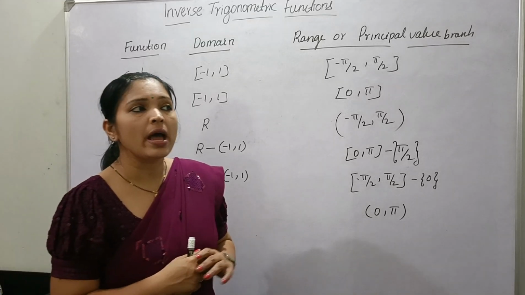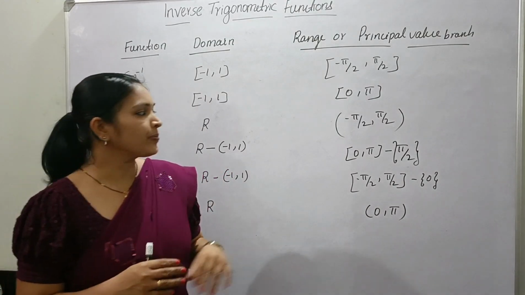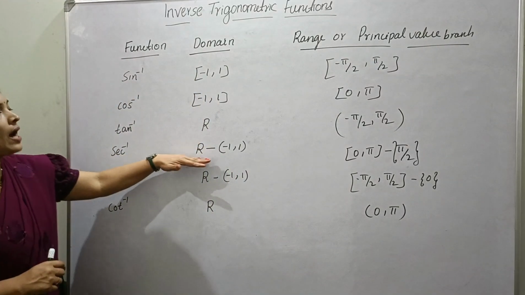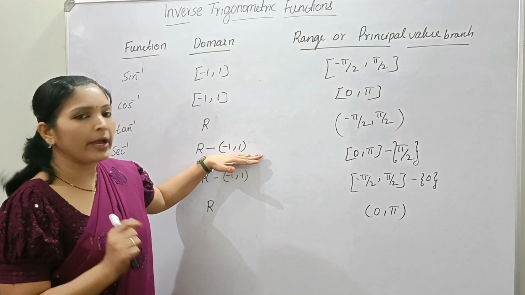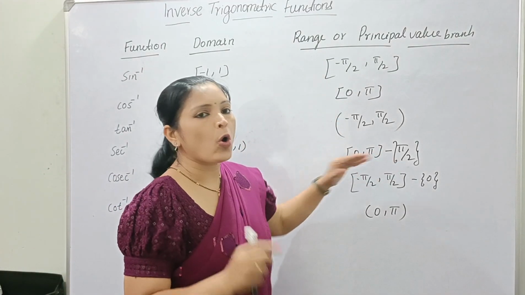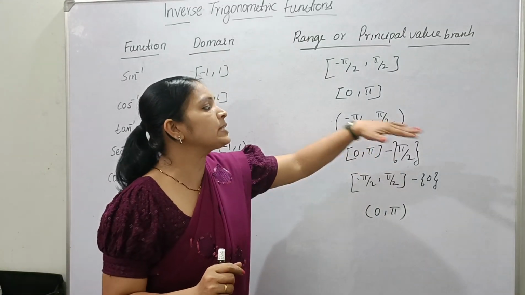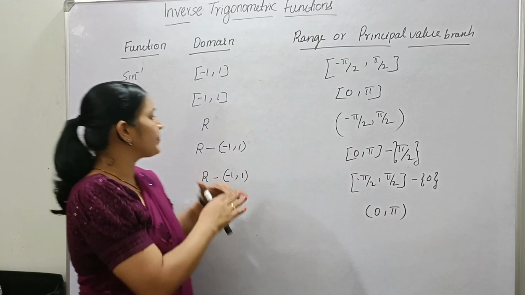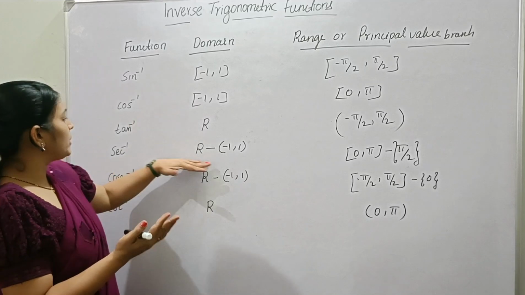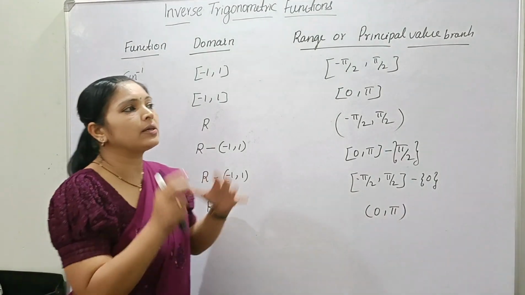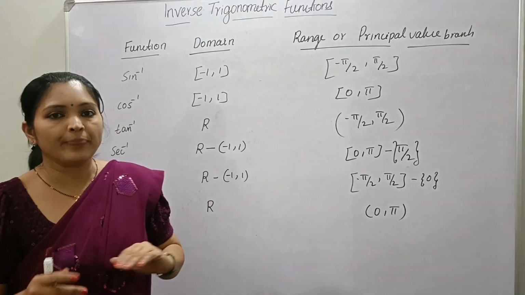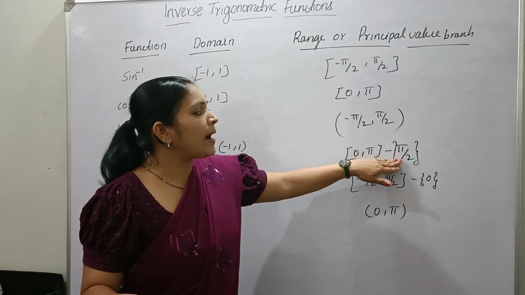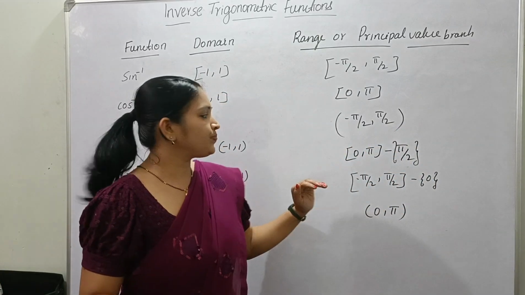Remember why it is an open interval: pi by 2 and minus pi by 2 are not included. Why? Because we know that tan pi by 2 is not defined. So therefore the open interval minus pi by 2 to pi by 2. Sec inverse: the domain is R minus the open interval -1 to 1 and the range is the closed interval 0 to pi minus pi by 2. Here pi by 2 is the mid value, but in the domain of the secant function, that is R minus (2n plus 1) pi by 2, pi by 2 should not be included. So 0 to pi except pi by 2.